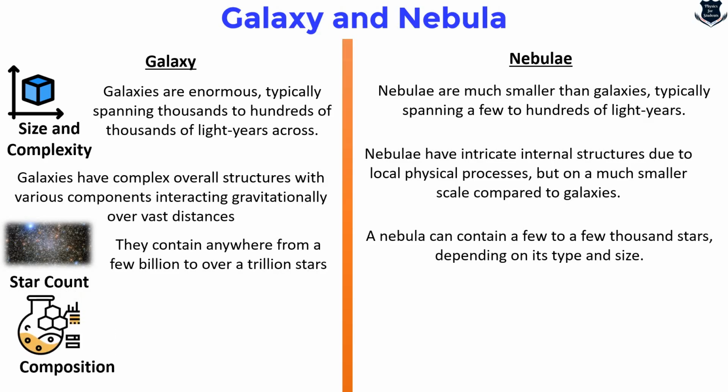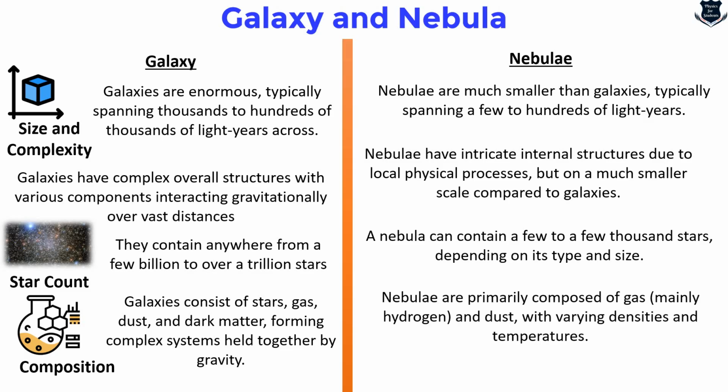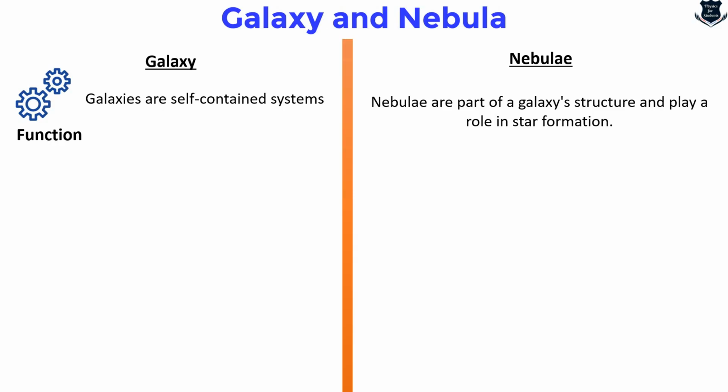In terms of chemical composition, it contains stars, gas, dust, dark matter, a lot of things. A nebula is primarily composed of gas and dust. If I go by the function, I mean to say how a galaxy functions, you will see that it is a self-contained system. But nebulas are basically a part, that means it includes the galaxy structure and definitely plays an important role in star formation.